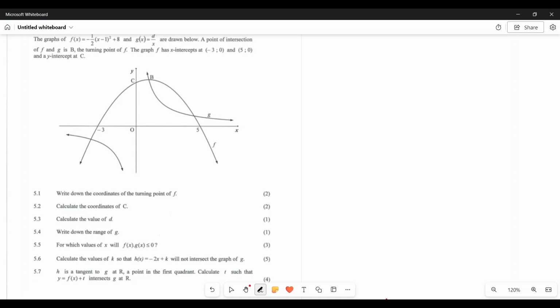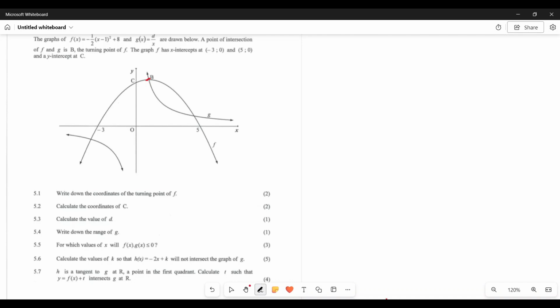All right, so in question 5, here we're given two graphs. We're given a parabola as well as a hyperbola. Now, they tell us that a point of intersection of f and g, which are the two graphs, they meet at point B. This is our point B. And what is point B? Point B is the turning point of your f of x or your parabola.